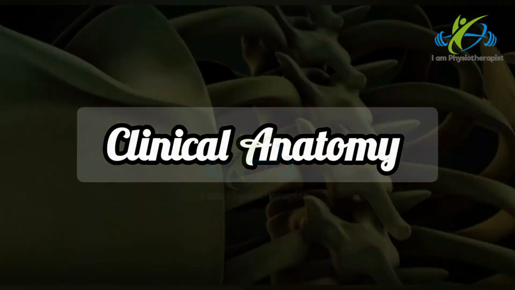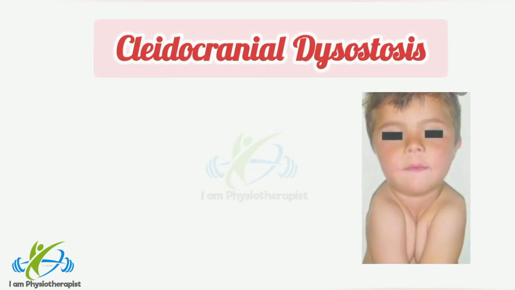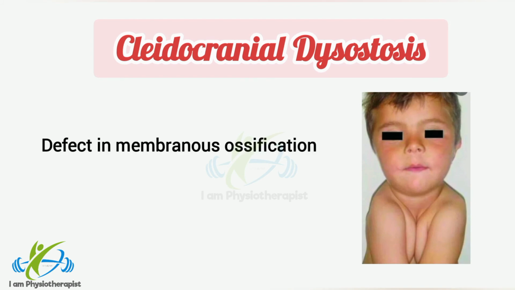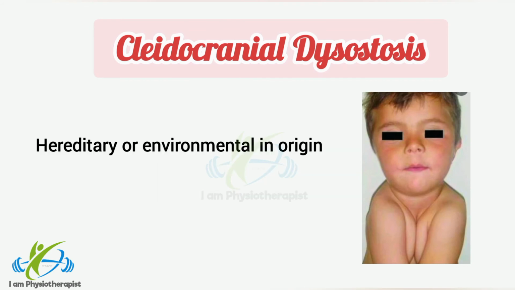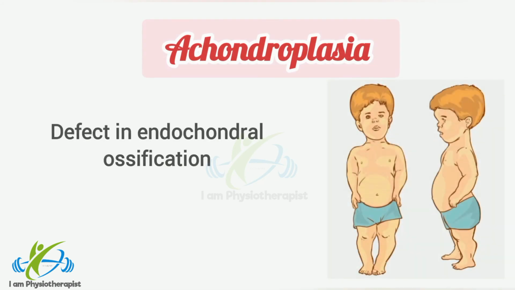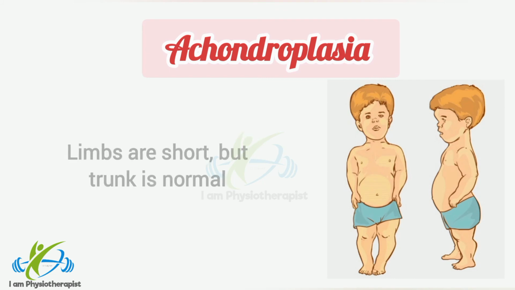Clinical anatomy. Cleidocranial dysostosis. It is a rare defect in membranous ossification. It is characterized by three cardinal features including complete or partial absence of the clavicles, increase in the transverse diameter of cranium, and retardation in fontanelle ossification. It may be hereditary or environmental in origin. Achondroplasia. The defect in endochondral ossification causes a common type of dwarfism called achondroplasia, in which the limbs are short, but the trunk is normal.